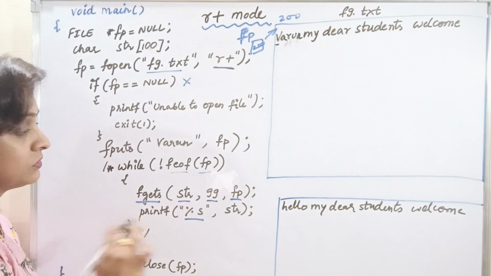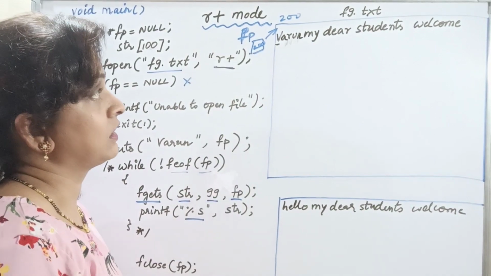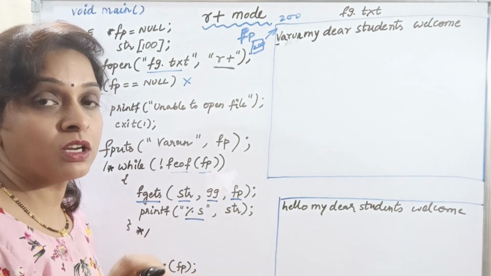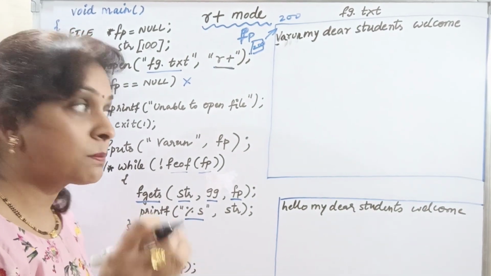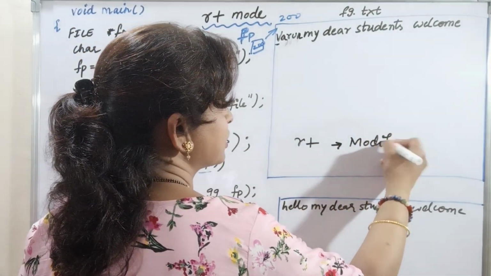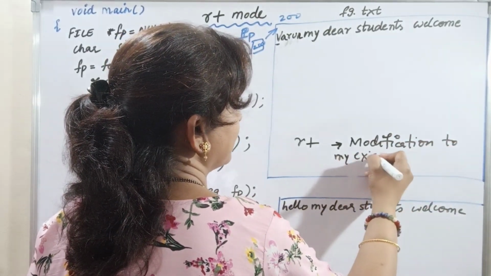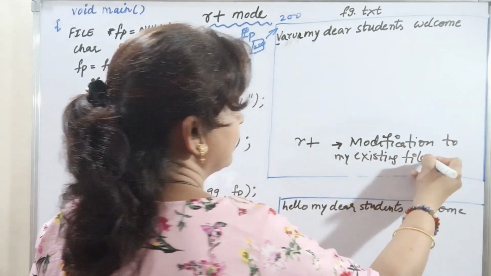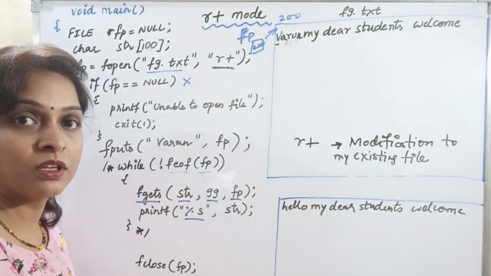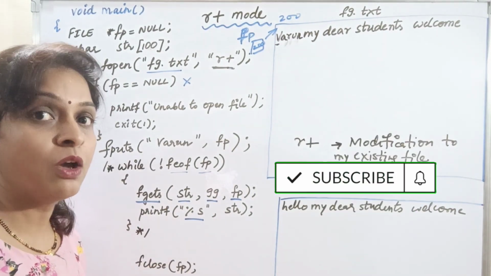These things are commented here. When you run this file and open the file f9.txt, you get the content Varun, my dear students, welcome. So the contents have been overwritten. This is what happens with R plus. R plus mode is specially used when I want to do modifications to my existing file. So I can use this R plus mode, and I am overwriting the data.